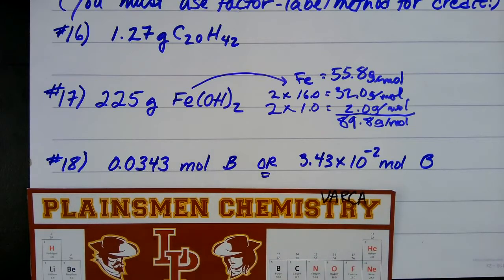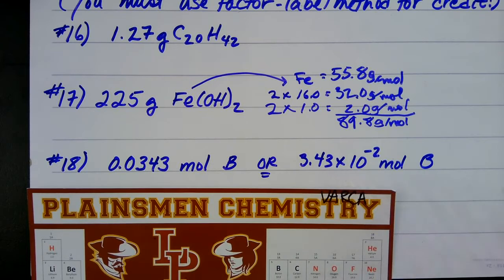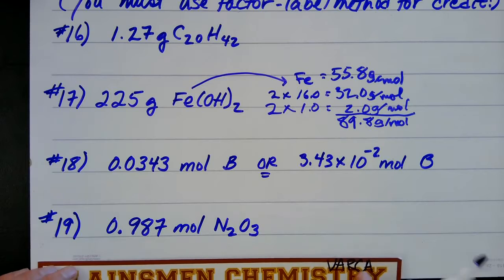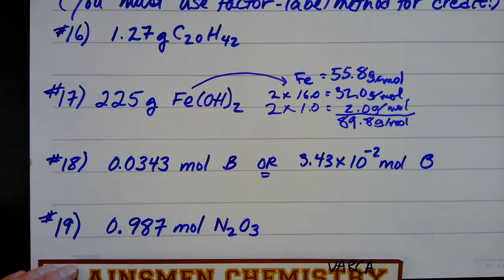Number 18 on the next page, we were solving for moles of this substance, boron, and you could have 0.0343 moles of boron, or you can have that in scientific notation, 3.43 times 10 to the minus 2 moles of boron. Number 19, the value is 0.987 moles of N2O3.